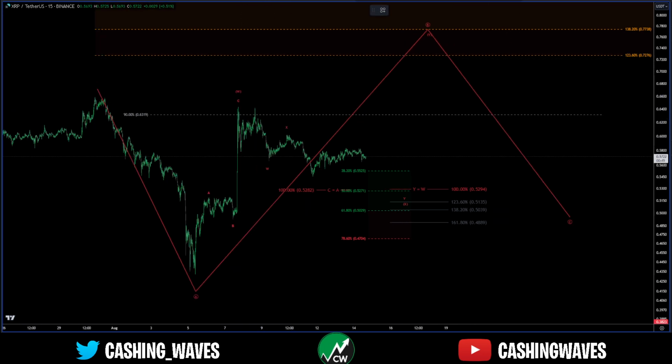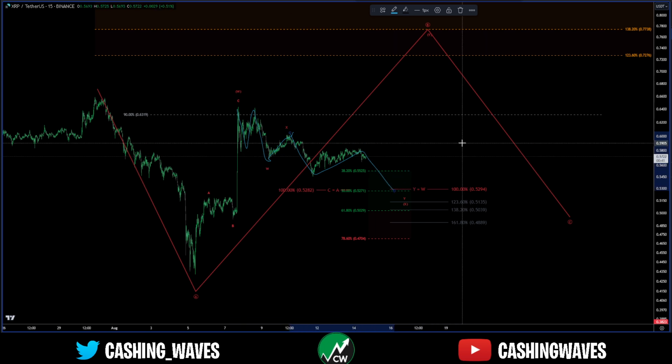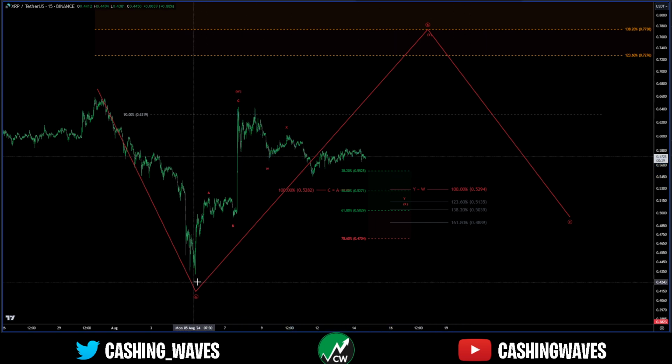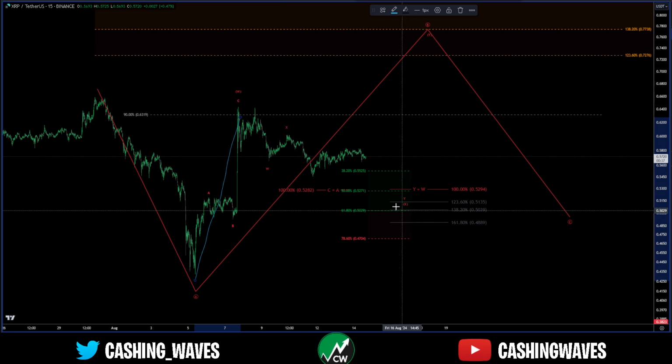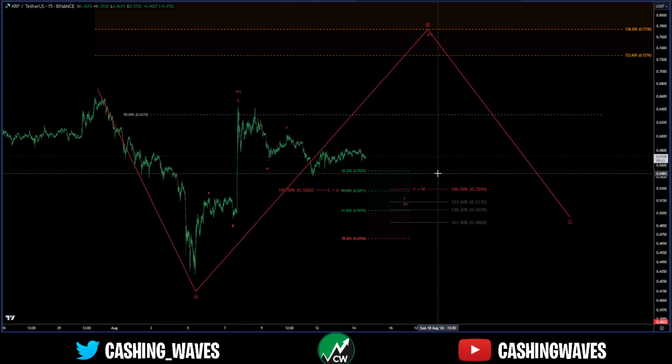Right now, the way I see it is as a flat ABC for a W, X, and we're having A, B, C for a zigzag. So this makes a WXY. As you can see, that lines up with around the 50% retracement of this W wave.